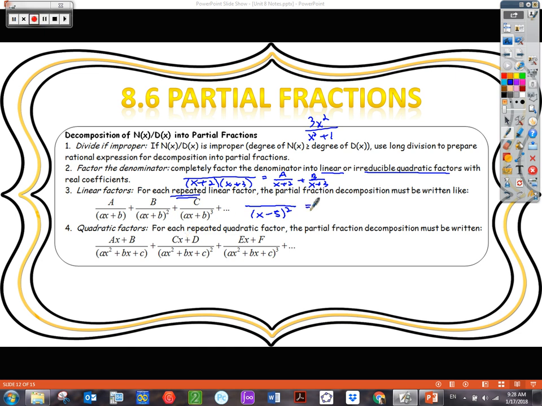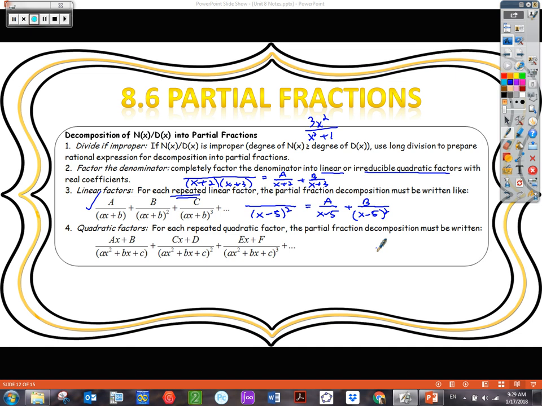So this would be equal to a over x minus 5, that would be like this first one right here, plus b over x minus 5 squared. That's how we break apart repeated linear factors. We would follow this pattern. And if this were cubed, I would have another one, plus c over x minus 5 cubed. Okay, so that's how we deal with linear factors. They either look like this, or they're repeated and we have to expand them like that.